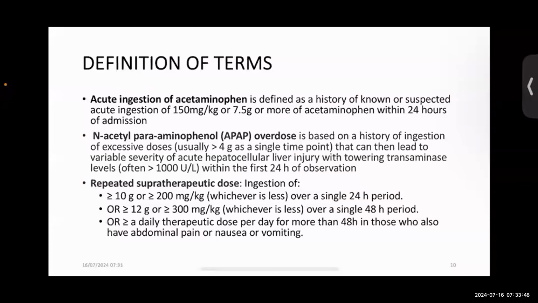So, key points to note, I just wanted to put some definition of terms. An acute ingestion is one which comes in within 4 hours. You want to do gastrointestinal decontamination, and it is defined as a patient with a known or suspected acute ingestion of 150 milligram per kg or 7.5 grams or more of acetaminophen within 24 hours of admission.